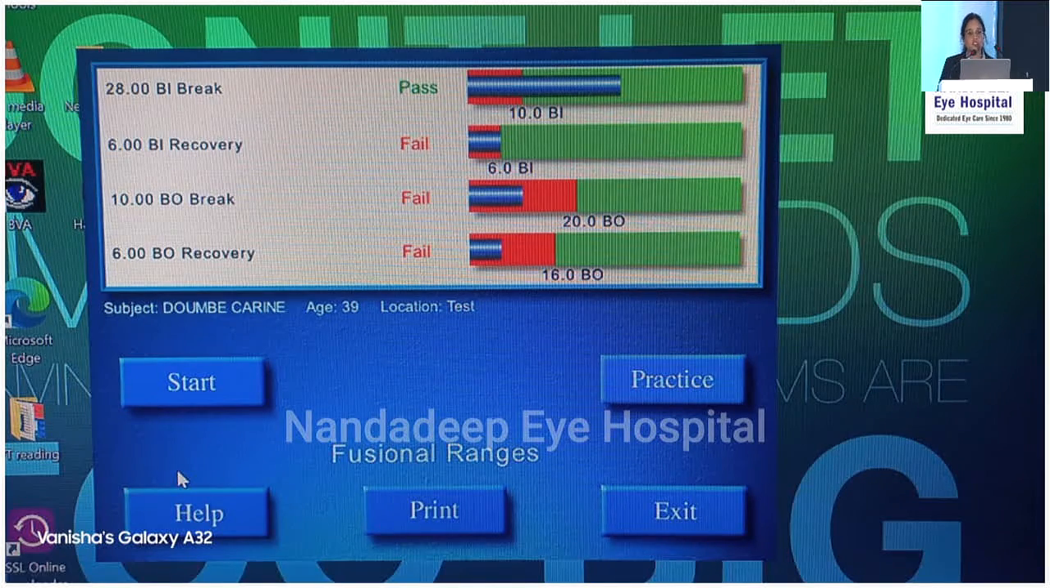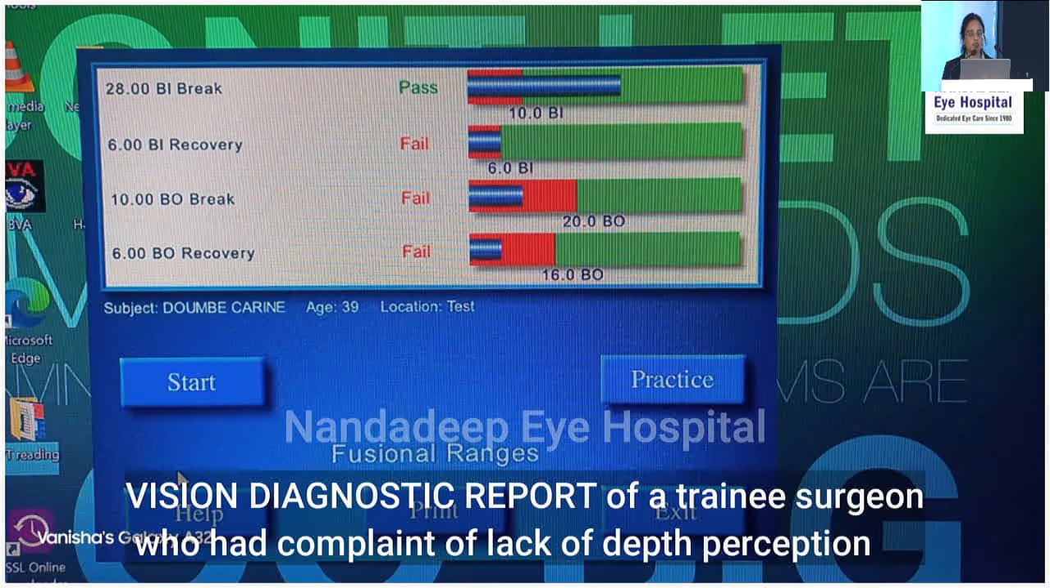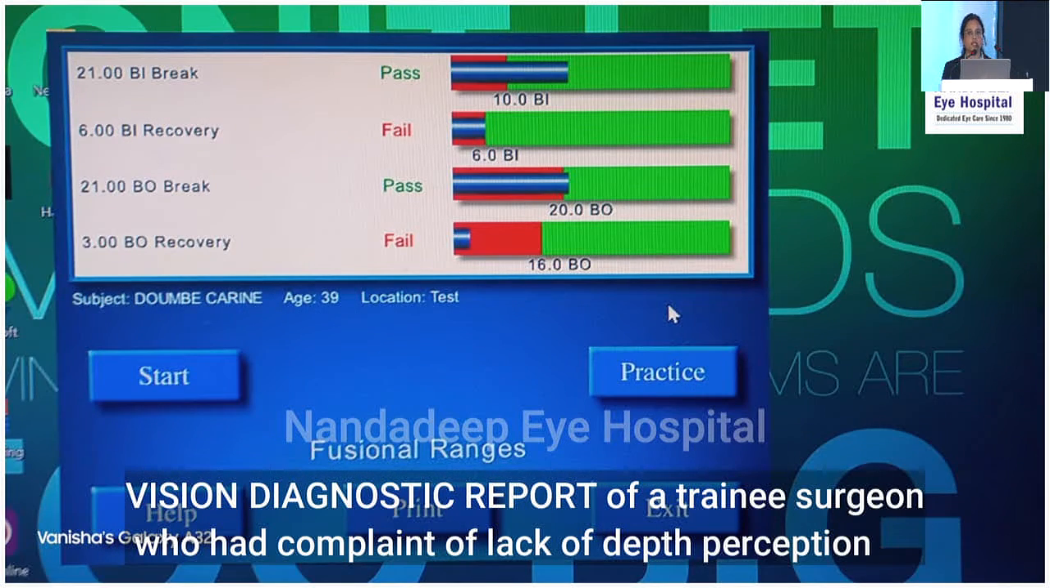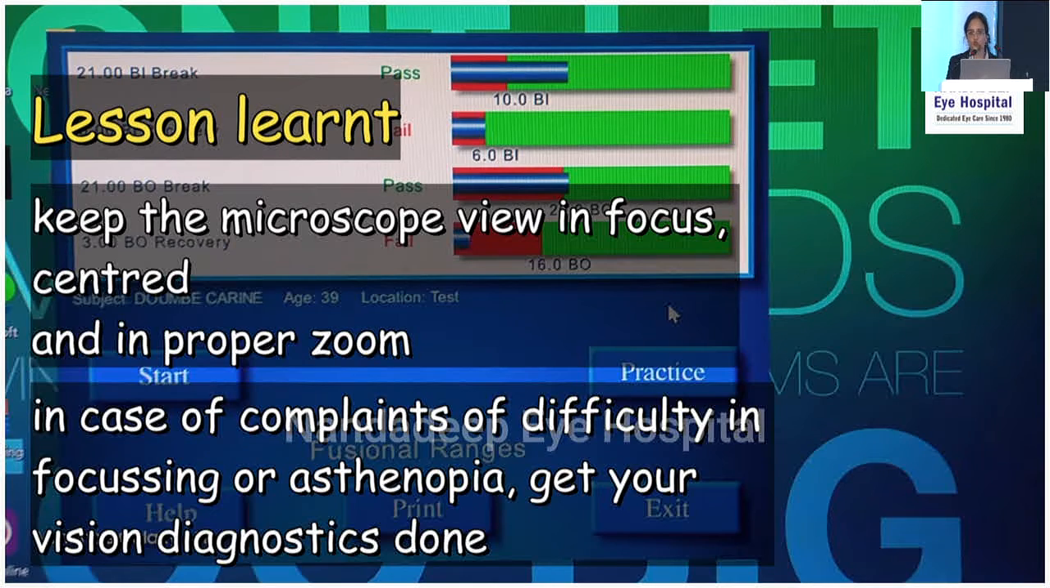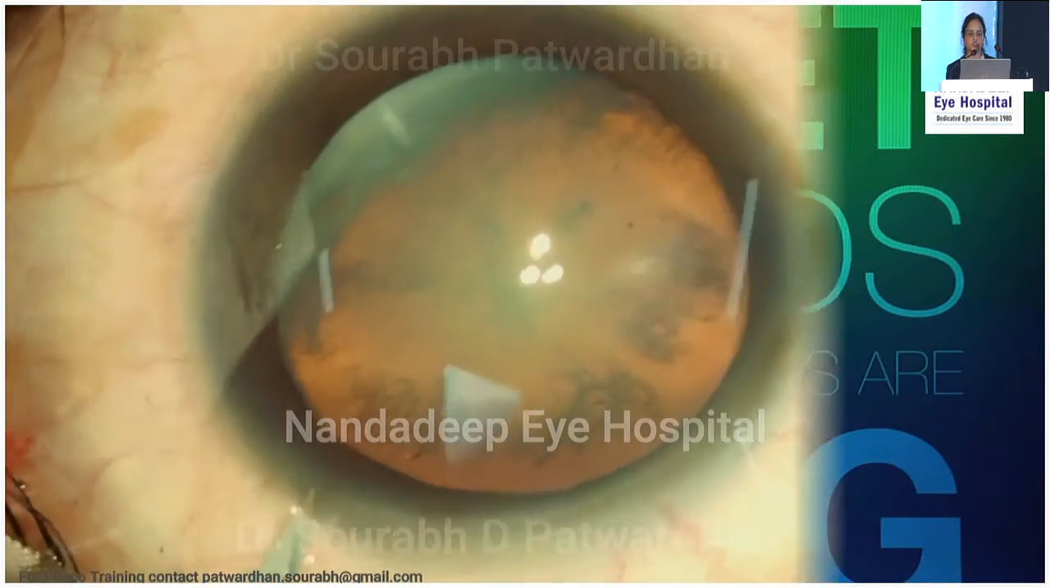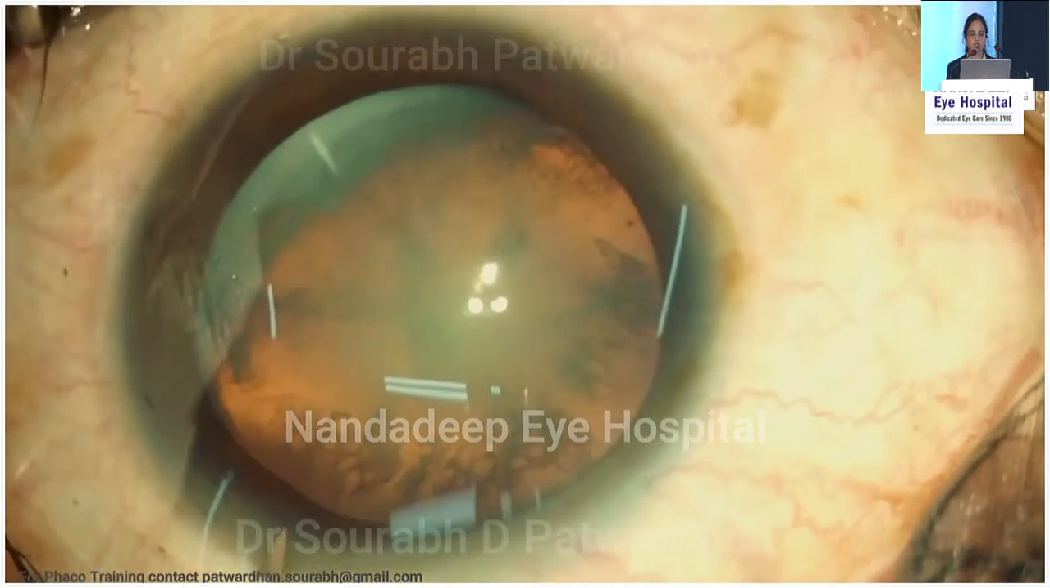But sometimes the surgeon might not see clearly. For example, in this, a trainee who did not see clearly was found to have some fusion and vergence problems, which improved with exercises. So this can also be a problem in certain surgeons. So keep the microscope in focus, and still if you are having some problems in focusing or asthenopia, get your vision diagnostics done.